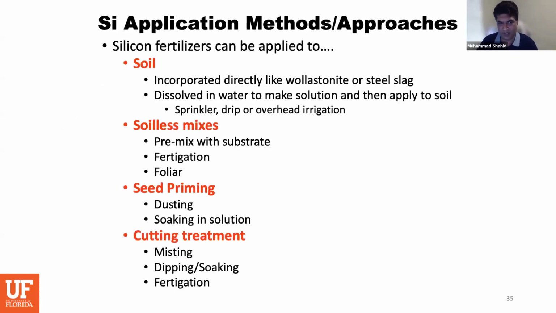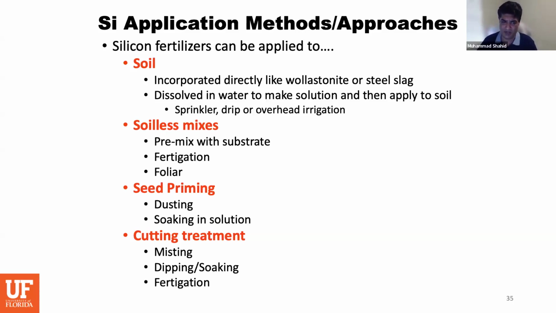As for application methods, you can apply silicon in different ways. In soil application, if it's a solid material, mix it in the soil, or dissolve it in water and apply it to the soil through sprinkler, drip, or overhead irrigation. There are also soil mixes. Now I know that pre-mixed soil mixes and substrates are available, or you can fertigate or do foliar application. Seed priming: if you have germination and emergence issues, then dusting or soaking in the solution, we call it priming.